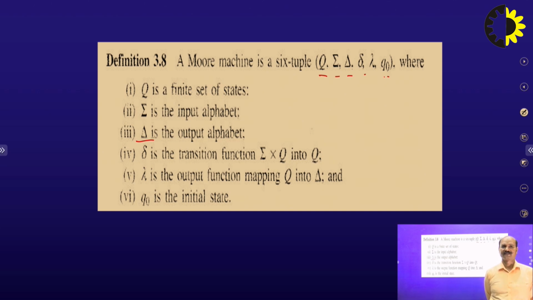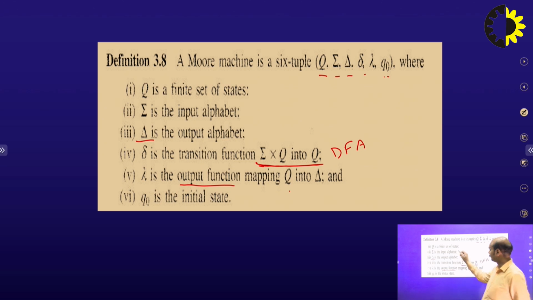Then small delta is a transition function, that is sigma cross Q into Q. It means its transition function is similar to a DFA, deterministic finite automata. Another thing is lambda, the output function which maps the state into capital delta. And the last one is Q naught. As usual, Q naught is the initial state which is present in the machine.